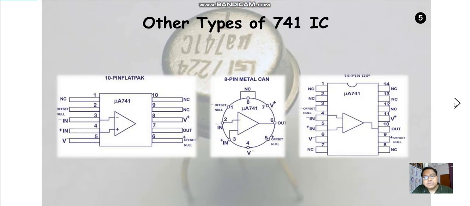Moving ahead with different types of 741 IC, we used to show this in our laboratories, but still I am telling you that there are basically 3 types we mainly follow. One is the 10 pin flat pack. Another is an 8 pin metal can, which is a rounded, tapered shape where a metal cap needs to be placed over the layer. Another is the 14 pin DIP. Generally we have these types of ICs, but the operations are more or less the same.